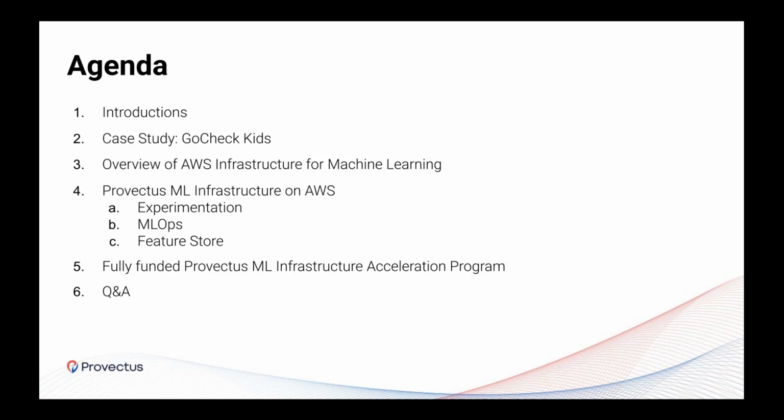We will start with the introductions, then we will quickly show you the happy end, a case study that demonstrates the real benefits of having machine learning platform, machine learning infrastructure thoughtfully designed and built on AWS. Then, once you understand the final goal, we will dive into implementation aspects and talk about AWS toolset, Provectus value add components for experimentation, machine learning operations, and feature store. And then finally, we'll learn details about fully funded machine learning infrastructure acceleration program by Provectus.